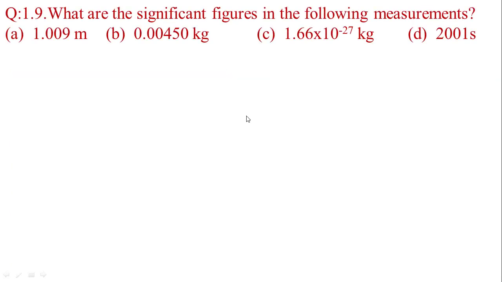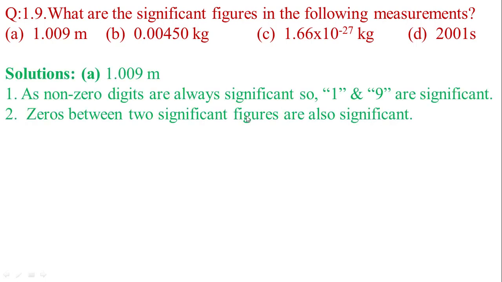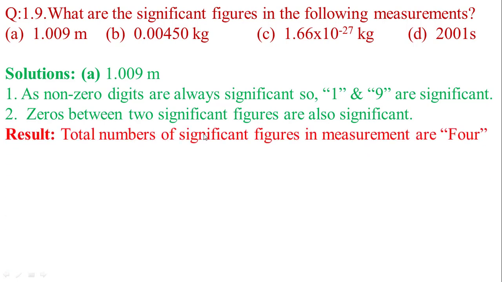Now we move to 1.9. Find the significant figures in each of the following measurements. Four parts are given. We will write and explain each part. First of all, we solve the first part. Part A: 1.009. We know that non-zero digits are always significant. 1 and 9 are significant digits. Similarly, a zero between two significant figures is also significant. Here the total number of significant figures in this measurement is 4.